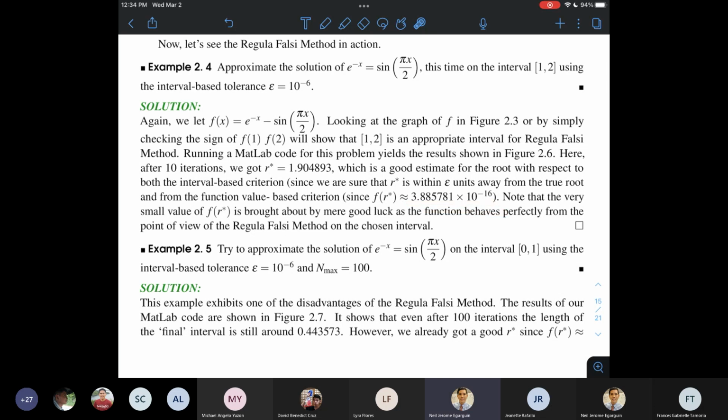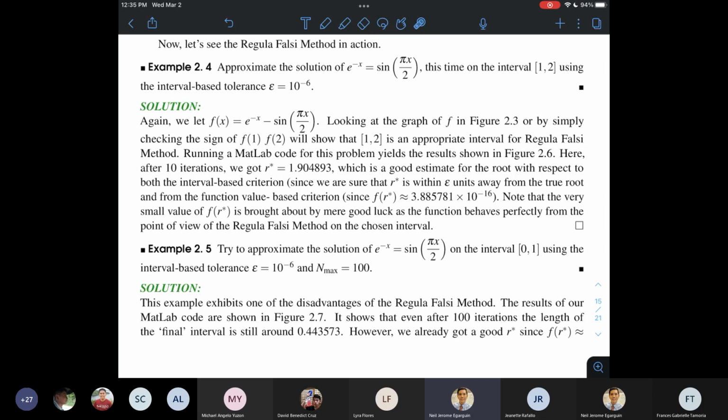And it is not surprising to get a function value that is very small for R star, even though we are interested in the distance between the actual root and our estimate, kasi interval-based yung ginamit ko dahil wala namang malaking oscillations yung nangyayari dun sa function. Same lang yung scale ng x at saka y axis. So a small change in the x value translates to also a small change in the y value. So konti lang yung pagbabago in terms of absolute differences. So kaya ganun kaganda yung function value ni R star.